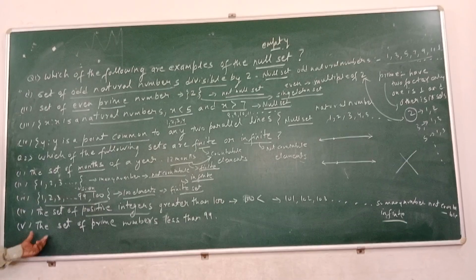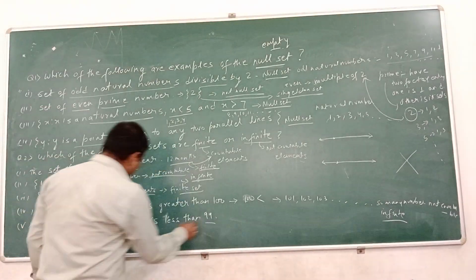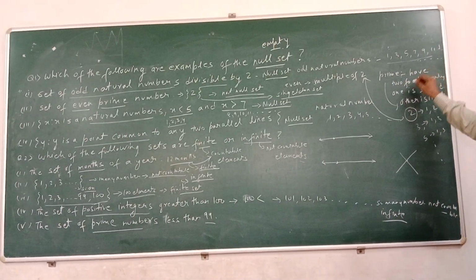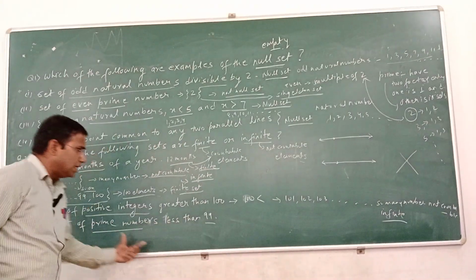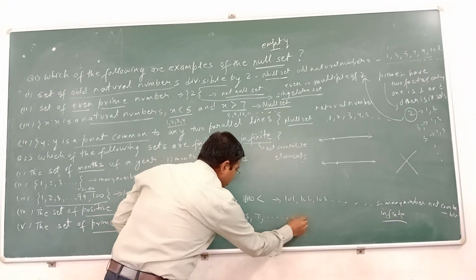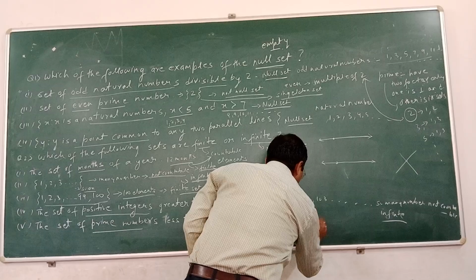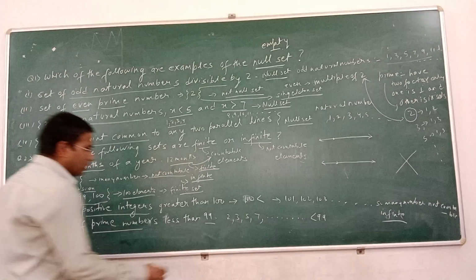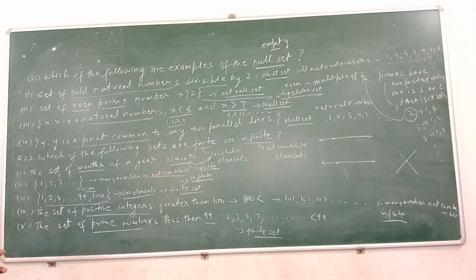Now see the fifth one. The fifth one is the set of prime numbers less than 19. You have to tell about prime numbers. I discussed prime numbers here: prime numbers have only two factors, one and itself. So you have to write the prime numbers less than 19: 2 will be there, 3, 5, 7 and so on. Below 19 we can count them. If we can count, then that is also a finite set.